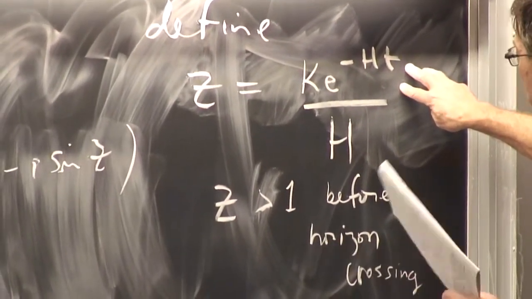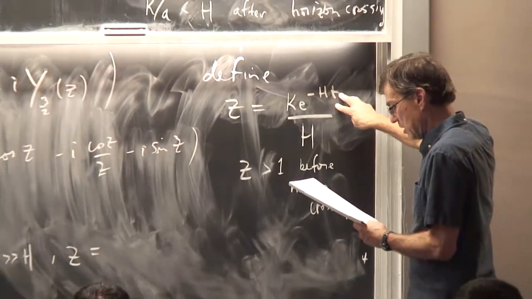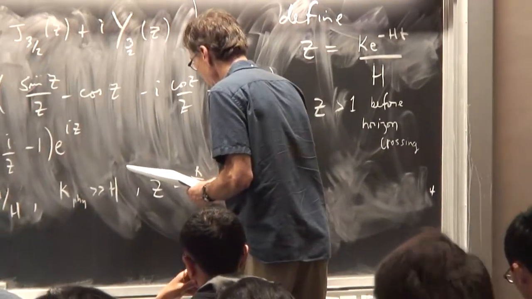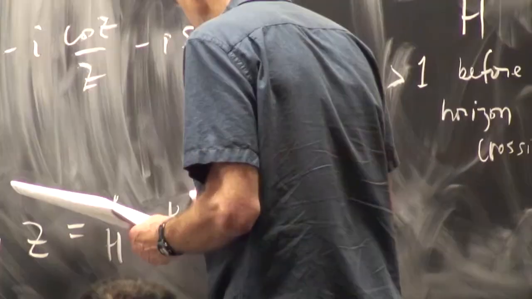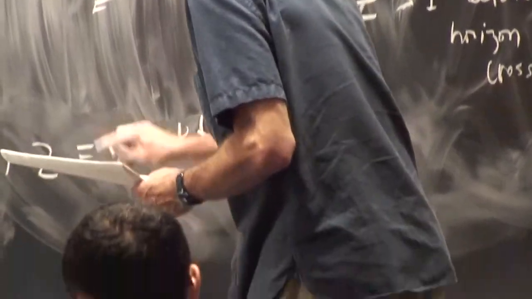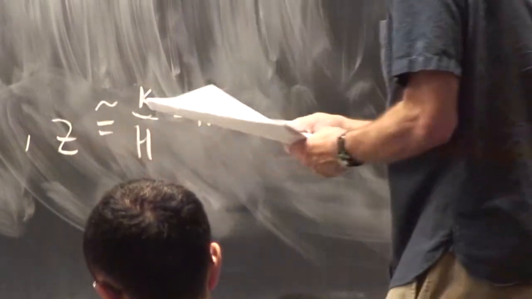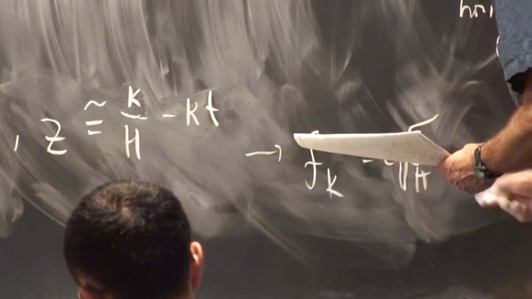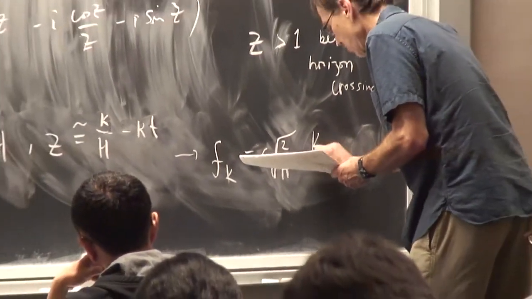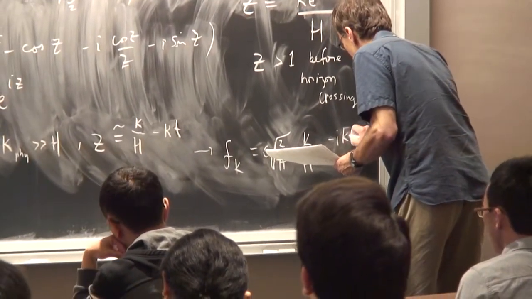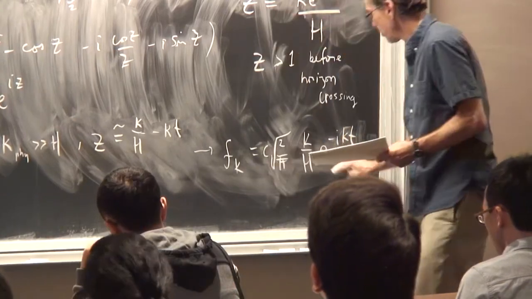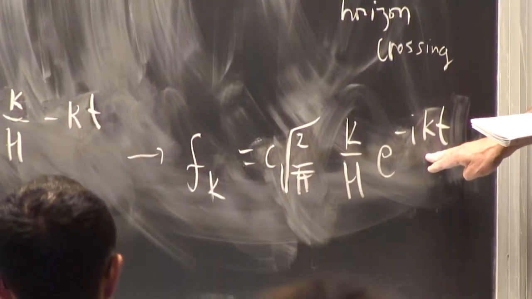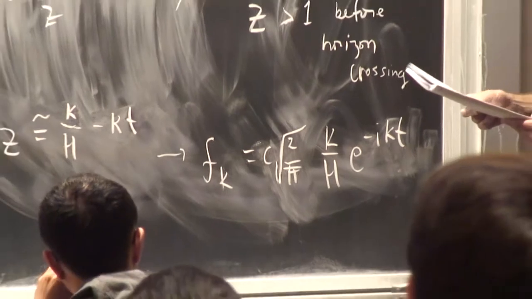In that limit, for very small times, we can expand the exponential. Then we get z is approximately k over H minus kt. And then you see that f_k is equal to C root of 2 over pi, k over H, e to the minus i kt. So there's our usual linear dependence on time in the exponent, like we expect for a free particle in Minkowski space.